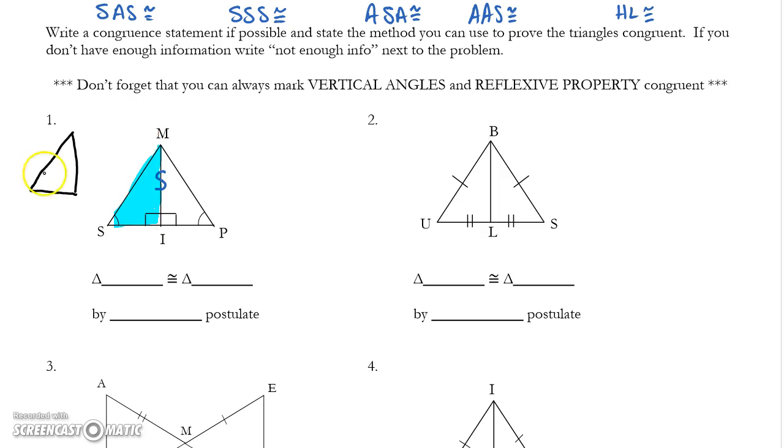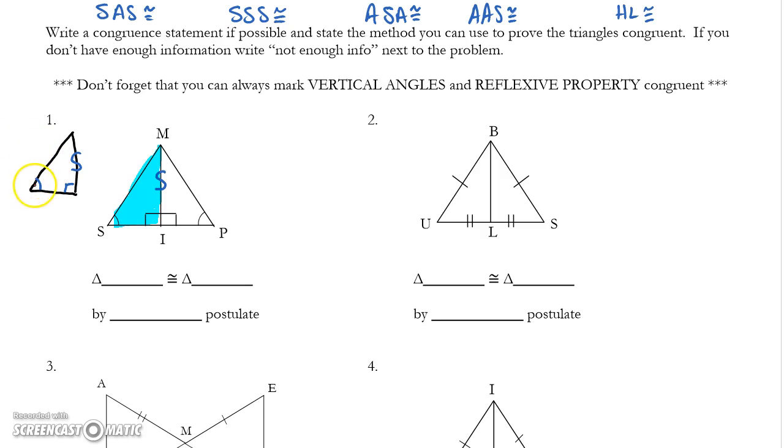And I look at that triangle, I know I have this marked as a right angle, I have that angle marked congruent, and I have this reflexive property. So I'm trying to decide, is that one of these 5 congruence postulates? If it is, then my triangles can be congruent. If it's not, then I don't have enough information.